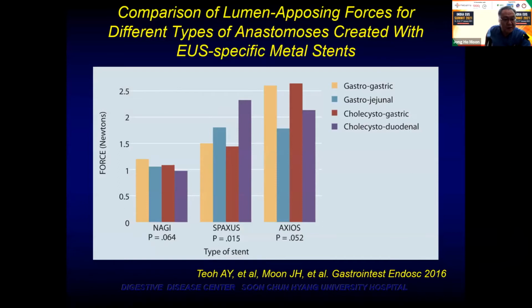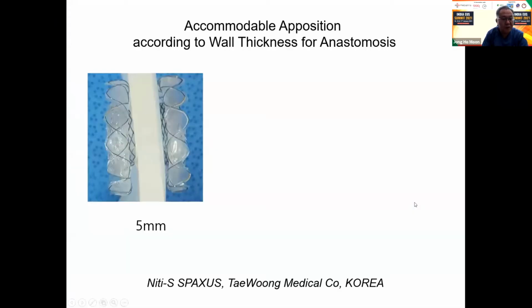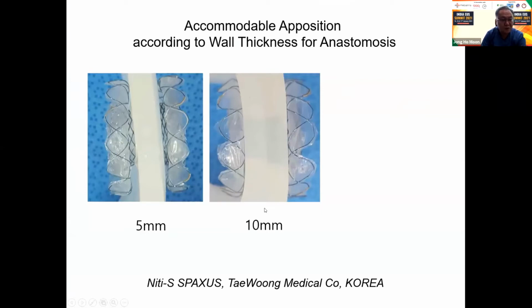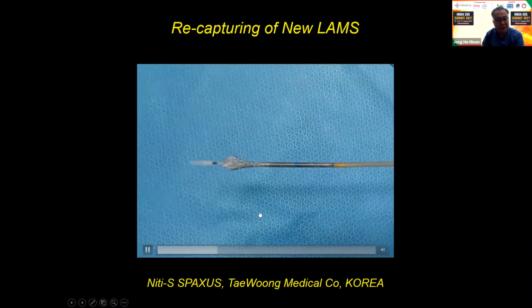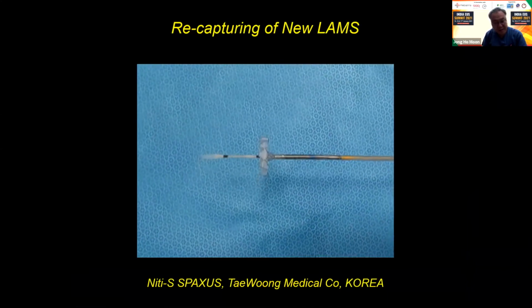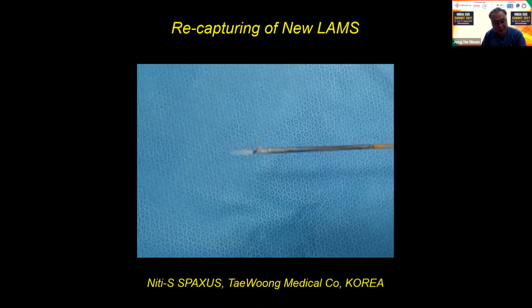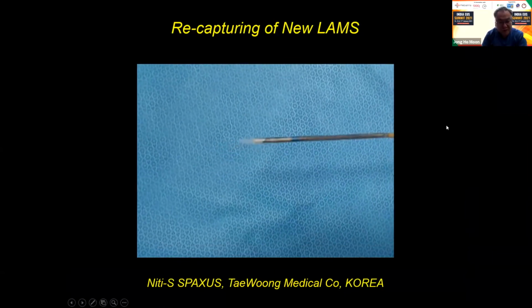Anthony compared the lumen-apposing metal stents on different types of anastomosis, and Spaxus and Axios both had a high lumen-apposing force, but Axios had a higher force than Spaxus, so it can maintain the lumen apposition. Another point of Spaxus is that it can make an accommodating apposition according to the wall thickness of the anastomosis, like this. And this video also shows complete recapturing after deployment, even after deployment of the distal flange. So it's another advantage of Spaxus.